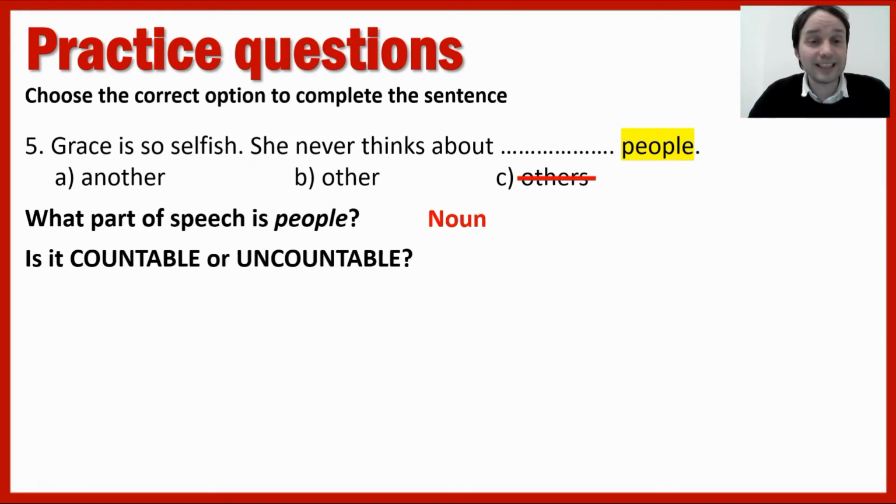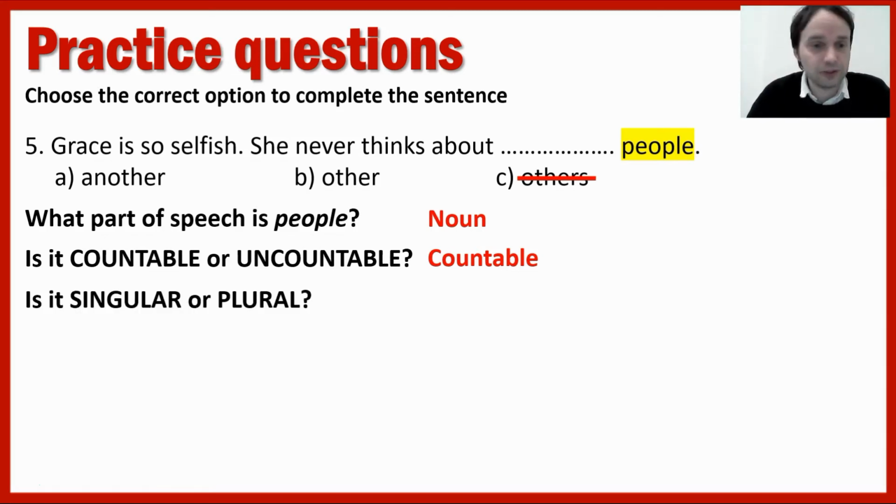Is it countable or uncountable? Okay, people. It's countable. Of course it is. Two people, three people, four people, five people. It's irregular. We don't add an S like chair, one chair, two chairs, three chairs, but we can count people: one person, two people, three people. There are three people in my car. It's an irregular noun, but it's still a countable noun. All right, so next question, is it singular or plural? Well, it's plural, because the singular is person.